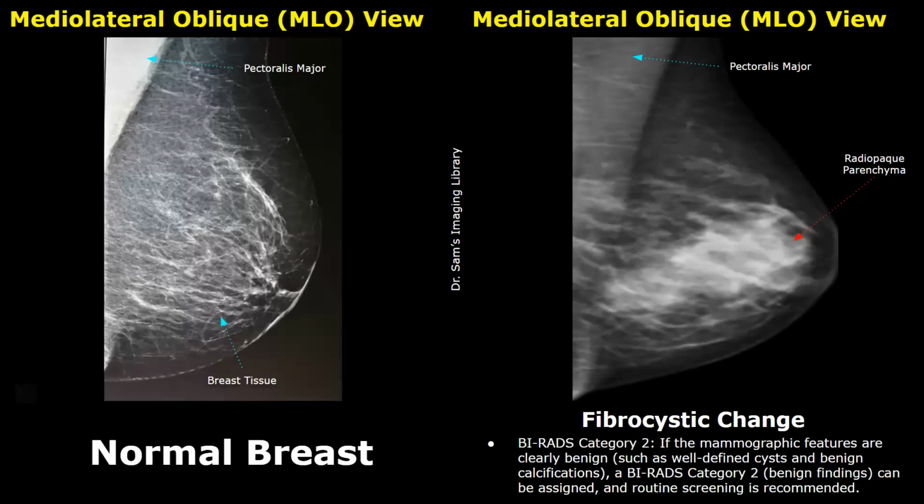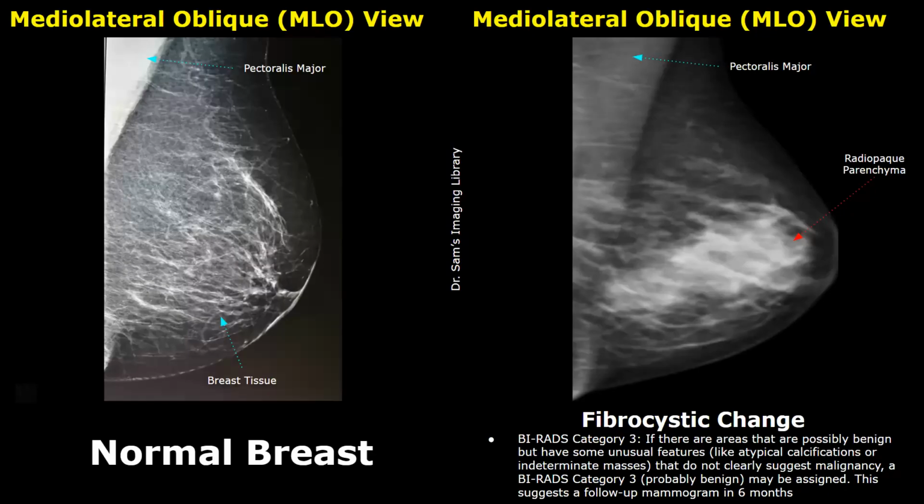A BI-RADS category 2 is given if there are benign findings. In such a case, routine screening is recommended. A short follow-up is sometimes recommended. It is always better to have a short follow-up if there is uncertainty in diagnosing breast lesions, just to be sure you rule out any malignancy. So a BI-RADS 3 is also given to a fibrocystic change.